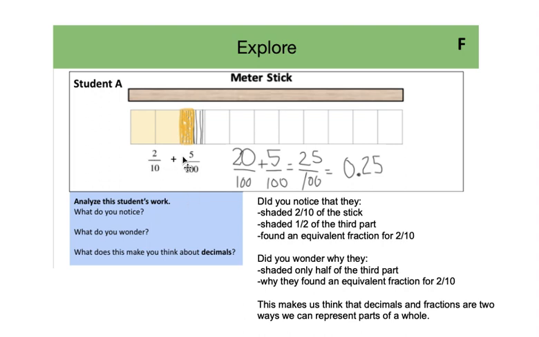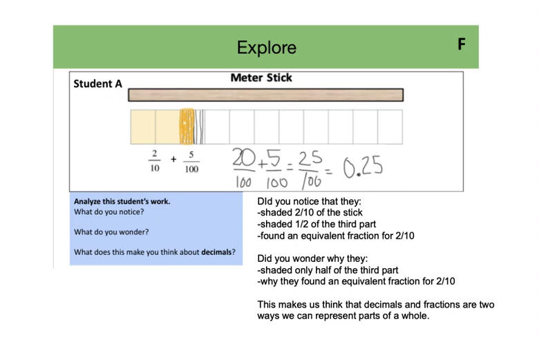Remember, when we add 2/10 plus 5/100, something that students sometimes make the mistake of is just adding the numerators, 2 plus 5, and getting 7/100. Be careful. You need to make sure that your denominators are the same. So that's why the student found that equivalent fraction of 2/10 and renamed it to 20/100. What does this make you think about decimals? Does this make you think about the relationship between decimals and fractions, and that there are two different ways that we can represent parts of a whole?